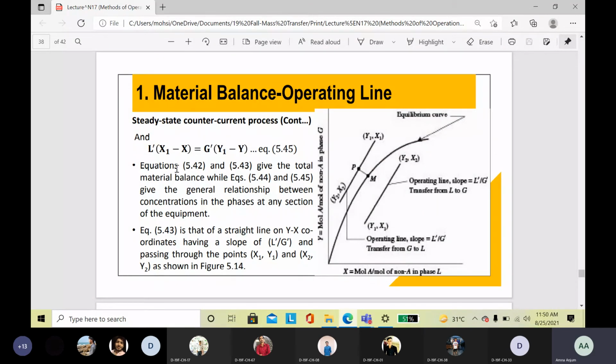Equations 5.42 and 5.43 give the total material balance, while equations 5.44 and 5.45 give the general relationship between concentration and the phases at any section of the equipment. Equation 5.43 is that of a straight line on y-x coordinates having a slope of L prime over G prime and passing through the points x1, y1 and x2, y2 as shown in the figure 5.14.